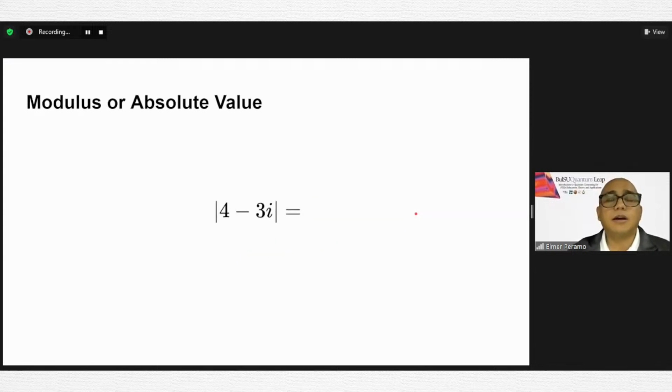How about this one? 4 minus 3i. It's easy, it's 5. You have 4 and 3. 4 squared, 16, plus 3 squared, 9, and then take the square root.